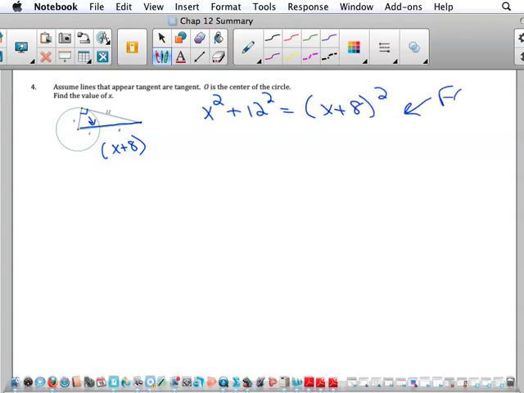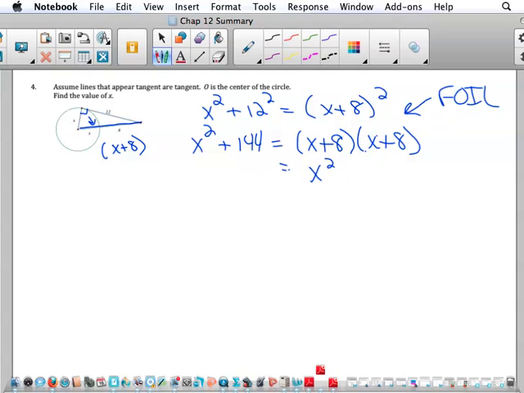Remember, you have to FOIL that binomial. Don't just tell me it's x squared plus 64. That would be incorrect. You have x squared plus 12 squared. Square these right away. Don't try to subtract numbers before you've completed the square. Remember to FOIL these on the right so you get x squared plus 8x plus 8x plus 64.